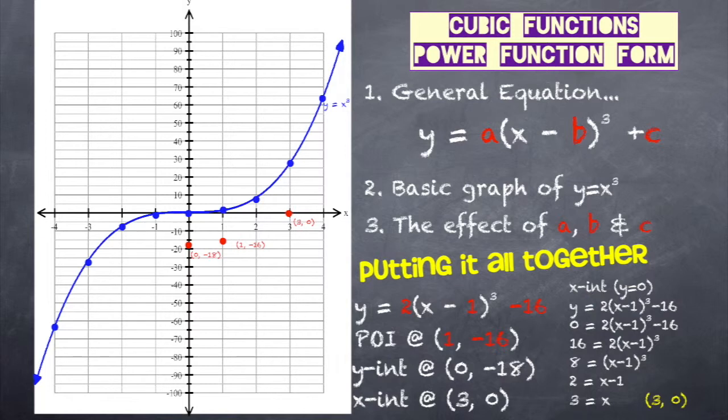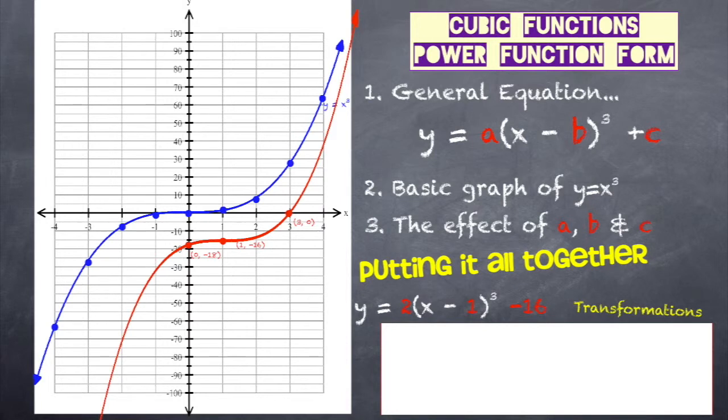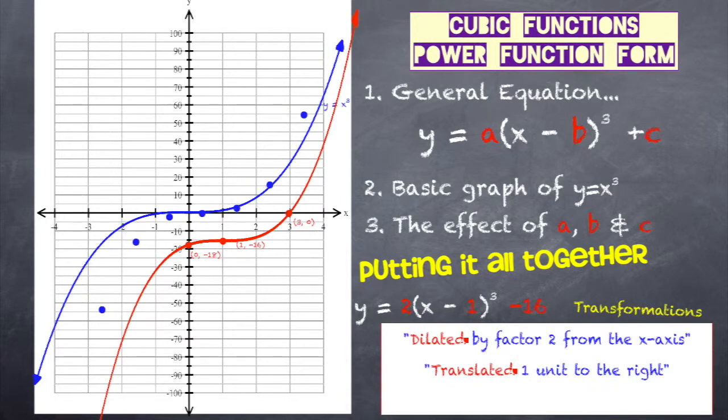So now that I've got my point of inflection and my x and y-intercepts, what I can do is go through and sketch the graph. And in terms of what transformations have occurred, well, it's been dilated by a factor of 2 from the x-axis. It's then been translated 1 unit to the right and 16 units down. And of course, because all of our dots are finished on our line, we know that we've sketched our graph correctly.